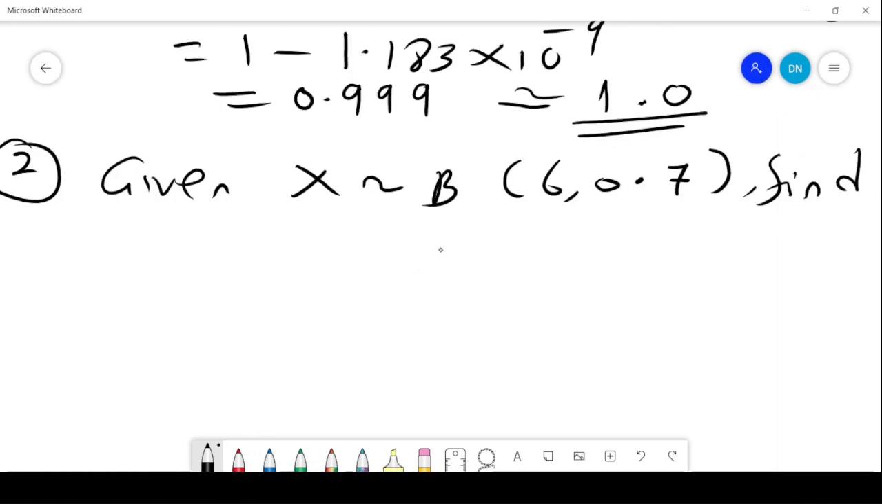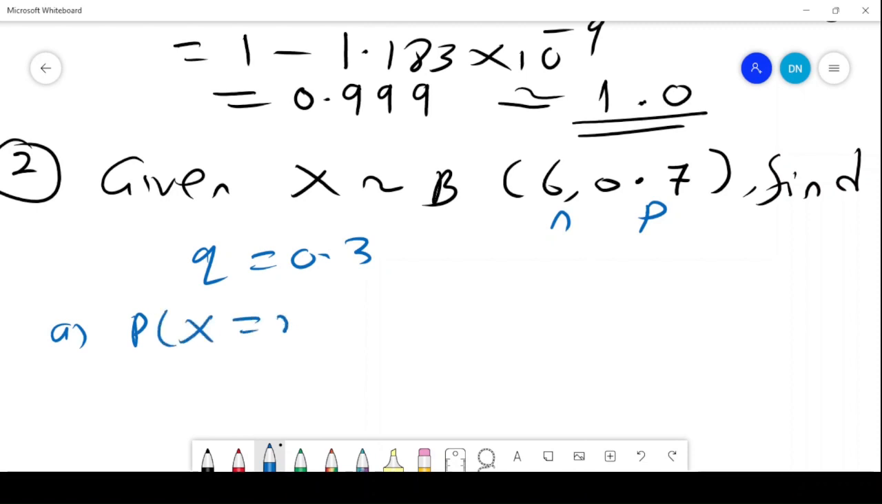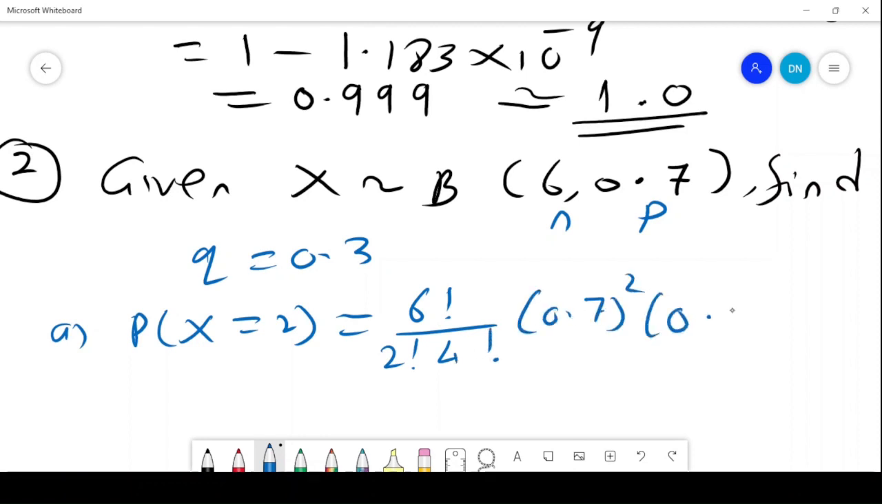Second example, we are told that x is approximately binomial. This is our p and this is our n. Therefore, automatically our q is 0.3. Then we are told to find probability of x is equal to 2, which is 6 factorial over 2 factorial, 4 factorial, 0.7 to power 2, 0.3 to power 4.